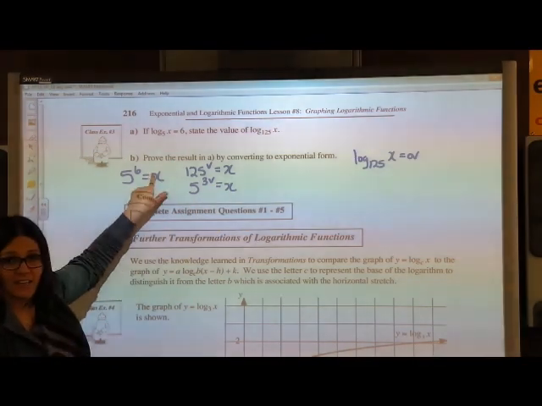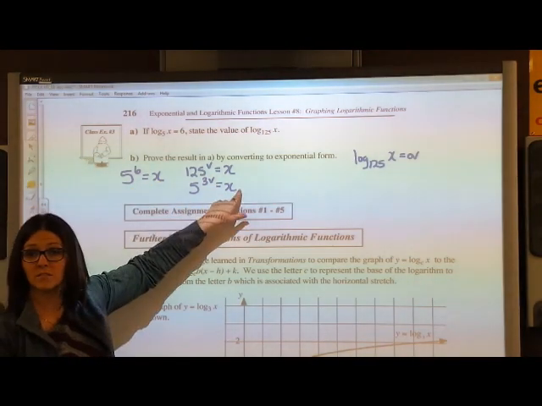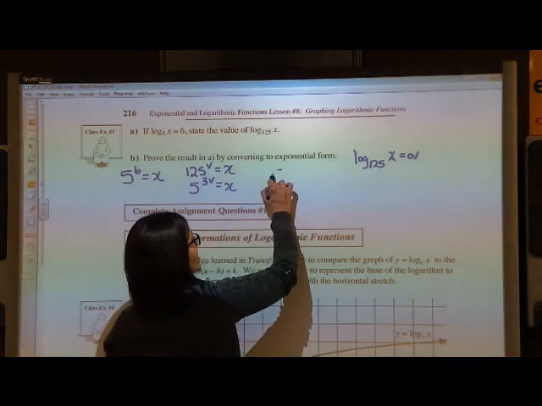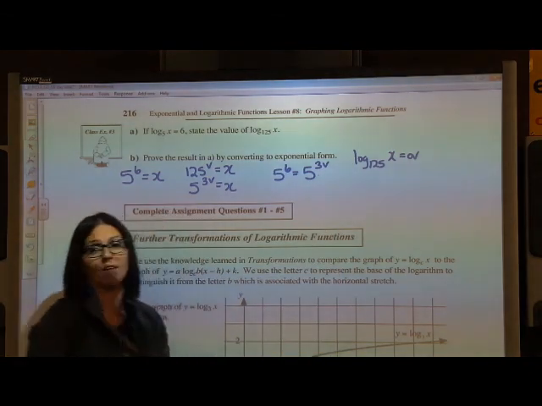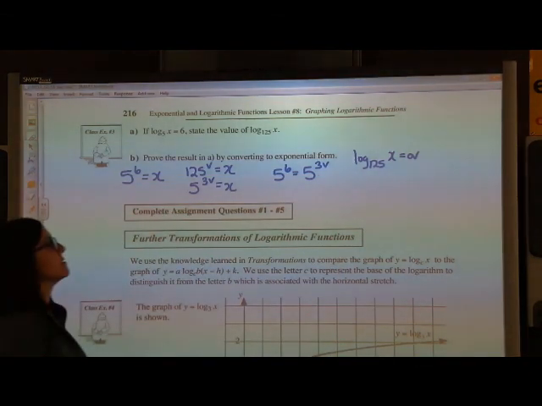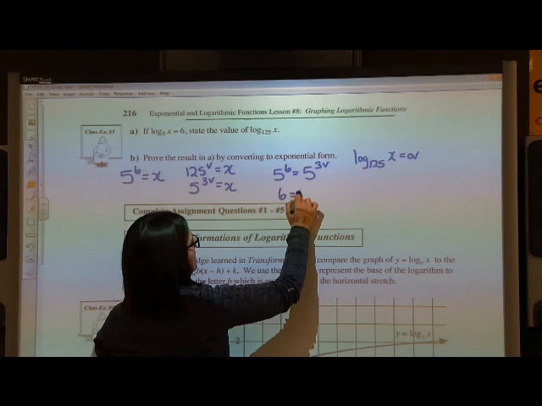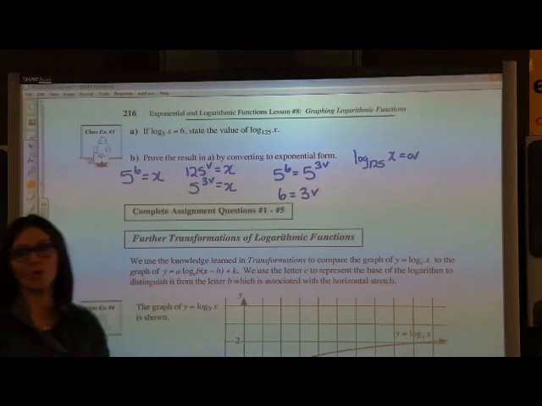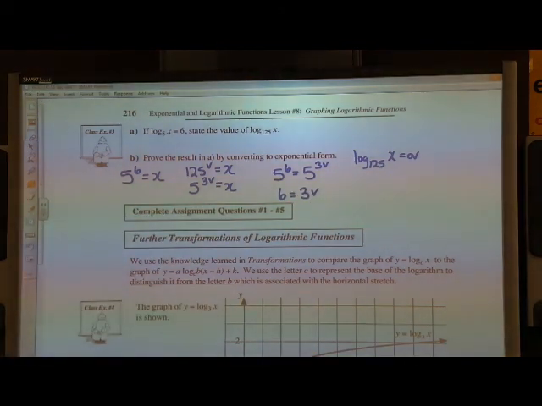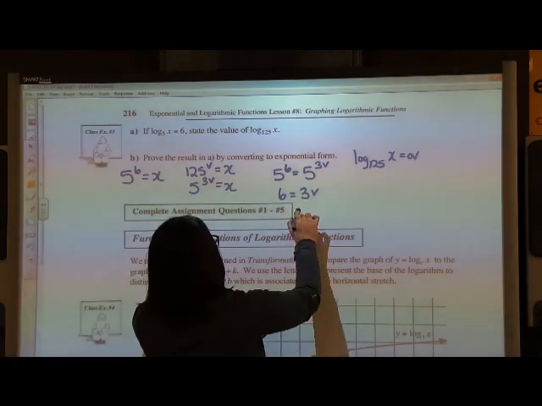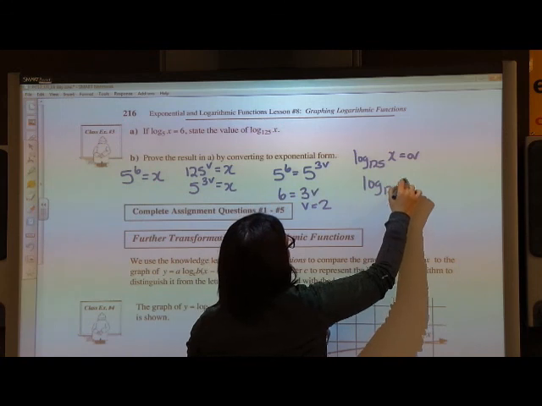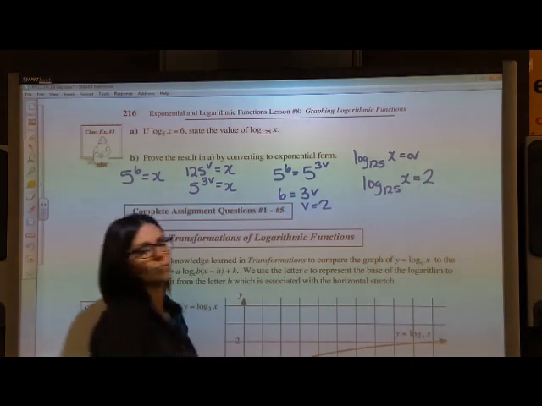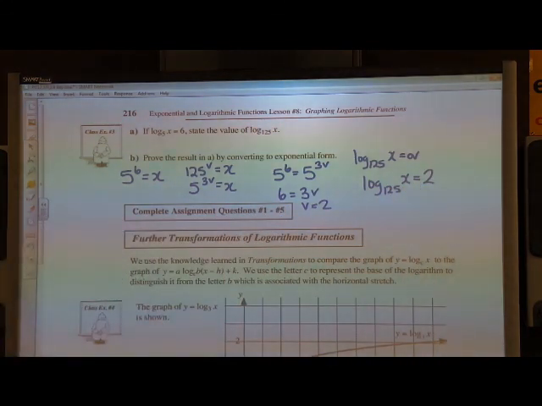So that means that the x's are equal. So then 5 to the power of 6 has to be equal to 5 to the power of 3v. And what does v equal? 2. So then v equals 2, which means log base 125 of x would equal 2. So that's using exponents.